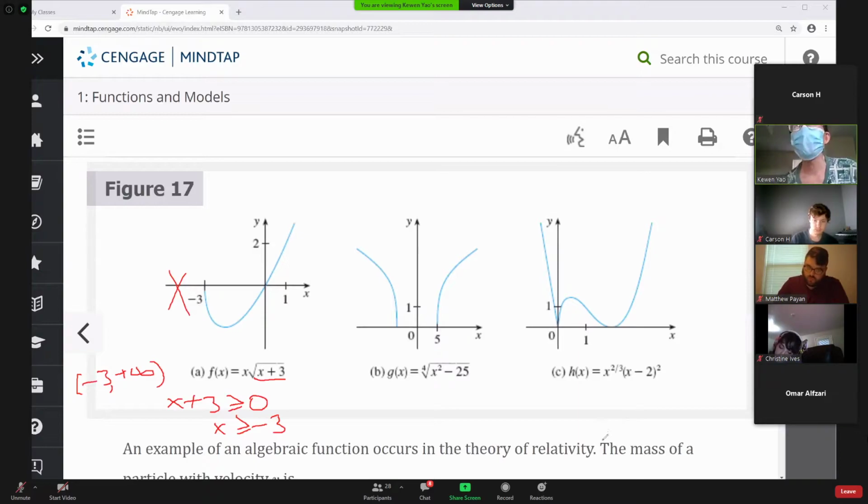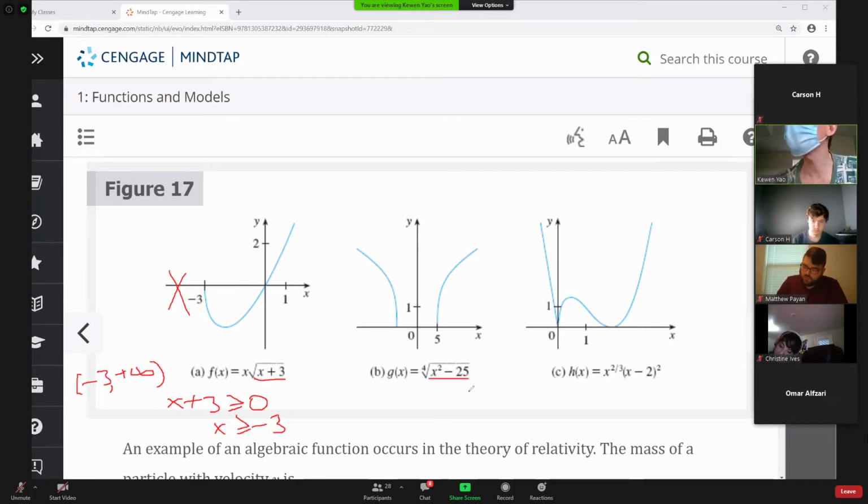Now look at B. B is x squared minus 25 to the fourth root. This is a picture. It's an even function, easy to see that it's an even function. This one is neither even nor odd. This one is also neither even nor odd. This is an even function, it's easy to see. How to find the domain for this function?